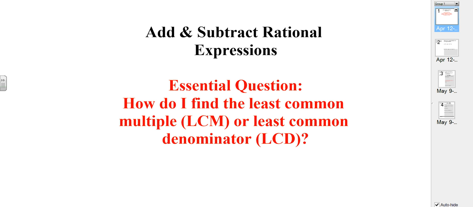Today we're going to be adding and subtracting rational expressions. Your essential question is, how do I find the least common multiple or the least common denominator? LCM is the abbreviation for least common multiple, and LCD is least common denominator. So if you see those, that's what they're referring to.